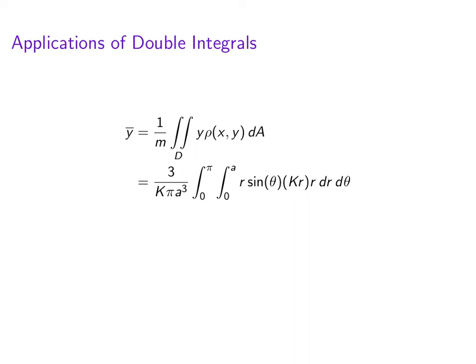At this point, there's some simplification that can be done. For example, we could cancel the k's. And then aside from that, things can be moved around and cleaned up. So we'll end up with 3 over pi a cubed, integral from 0 to pi of sine theta d theta, times the integral from 0 to a of r cubed dr. This is all a pretty straightforward calculation, and we end up with 3a over 2 pi.